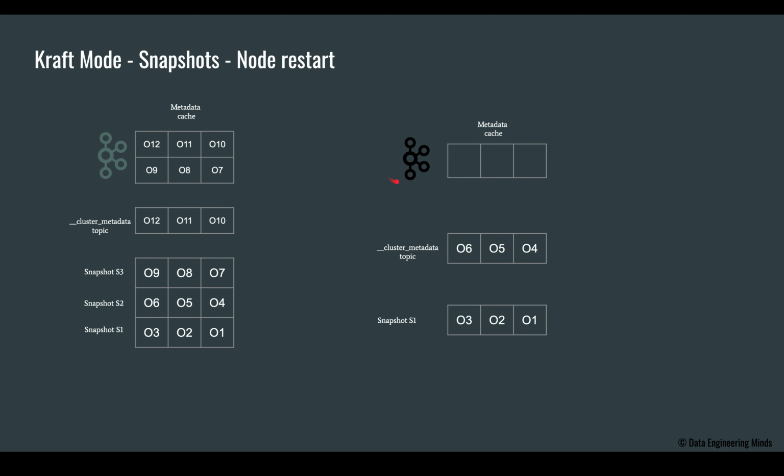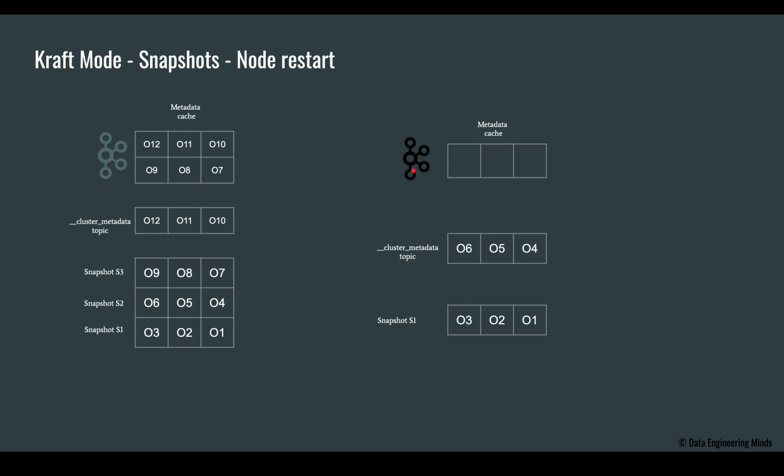Now, I have another node which has finished snapshotting all the data until offset number 3, and also it has finished committing all the data until offset number 6. But after this, the node failed and now it is restarted. That's why you don't see any data in its metadata cache. As I explained a couple of minutes before, all the data contained inside the snapshots will be older than the data contained inside the metadata topic.